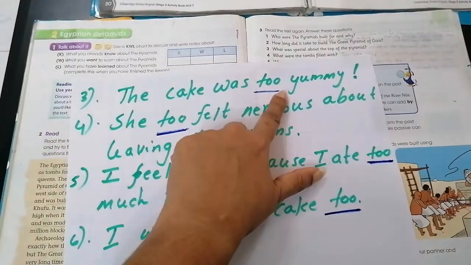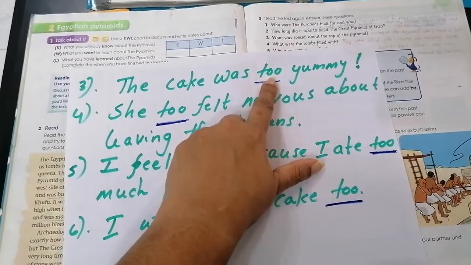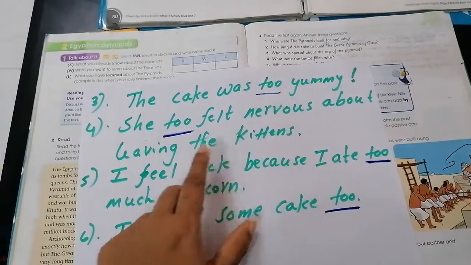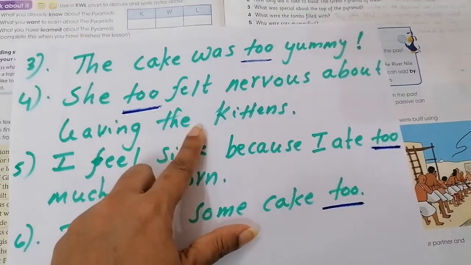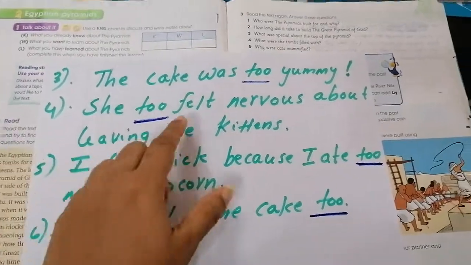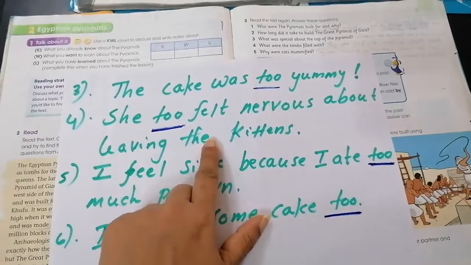Another example. The cake was too yummy. The cake was too yummy, which word does it mean? Excessively. The cake was very yummy, excessively yummy. Then, she too felt nervous about leaving the kitten. She too felt nervous. That means she also felt nervous about leaving the kitten.